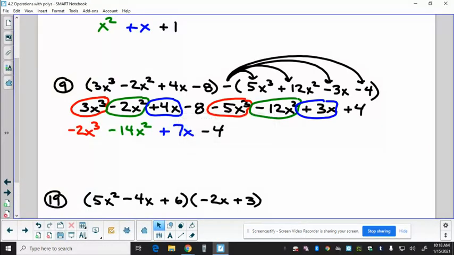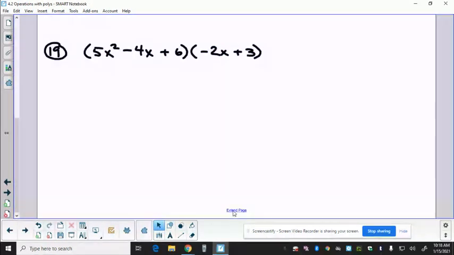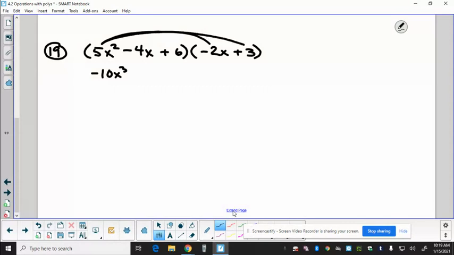Let's head down to 19. Multiplication problem, big distributive property, organize your work any way you want. I think I'll stack things on top of one another. Negative 10x to the third and 15x squared. Next part of distributive property, multiply those. 8x. Okay, I don't even see one of those, so I'm just going to put it right here. And then multiply those, negative 12x.